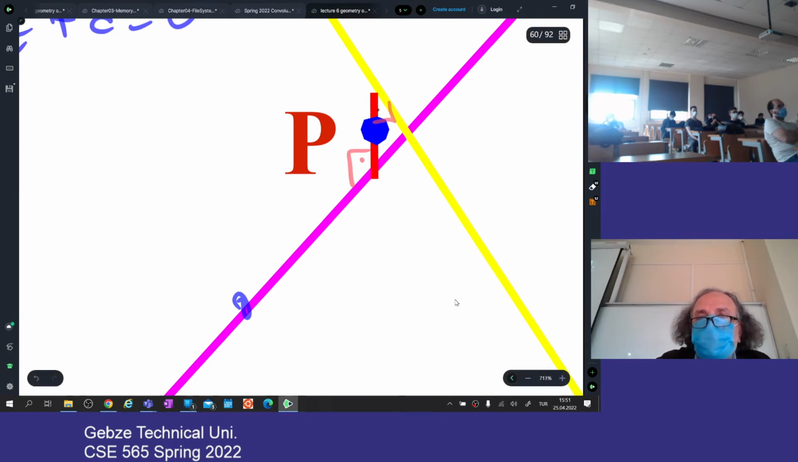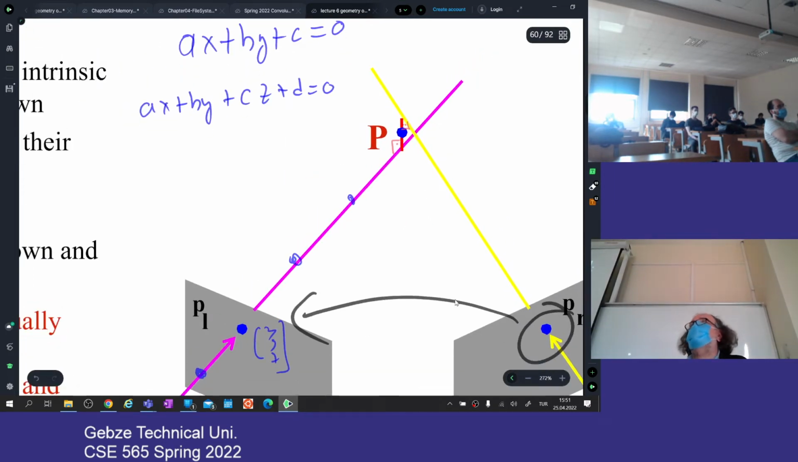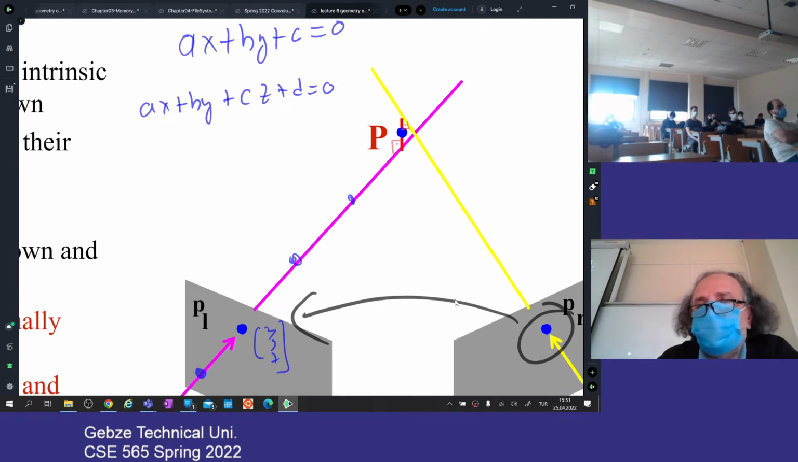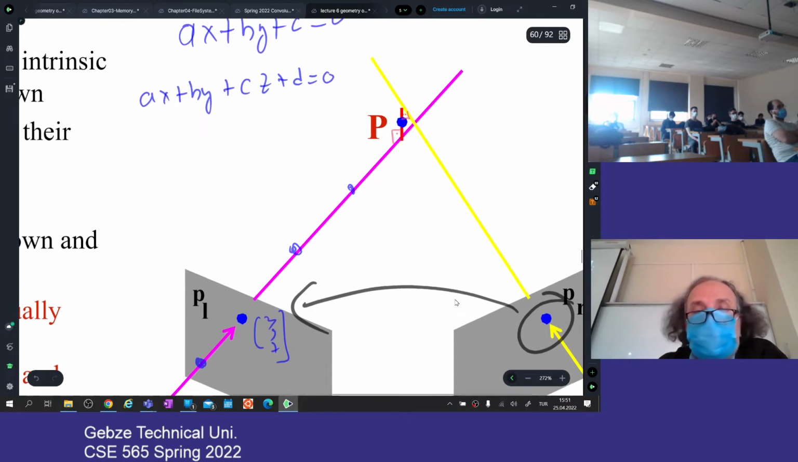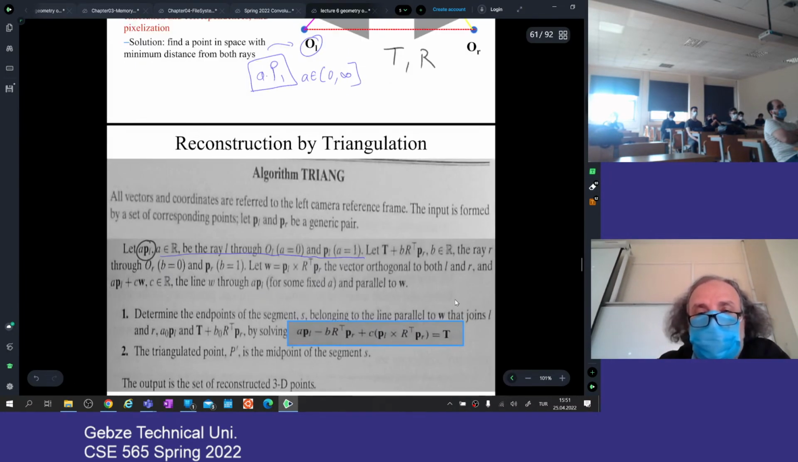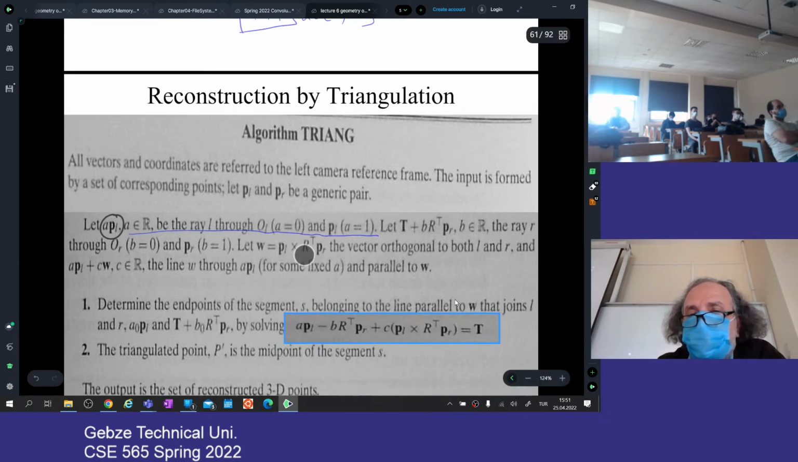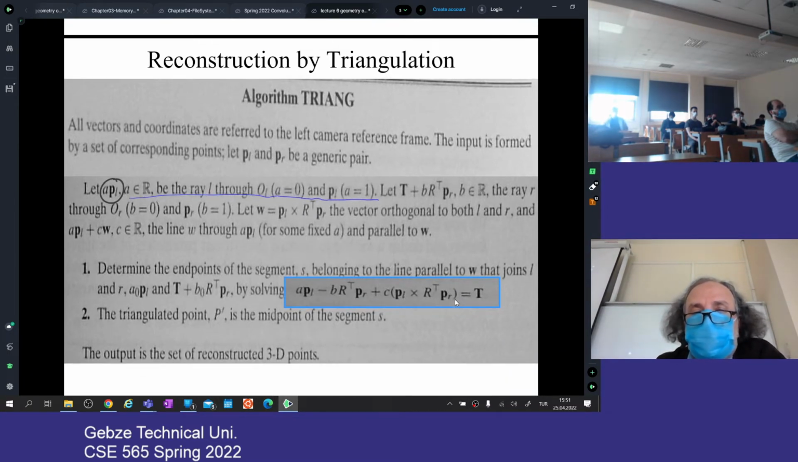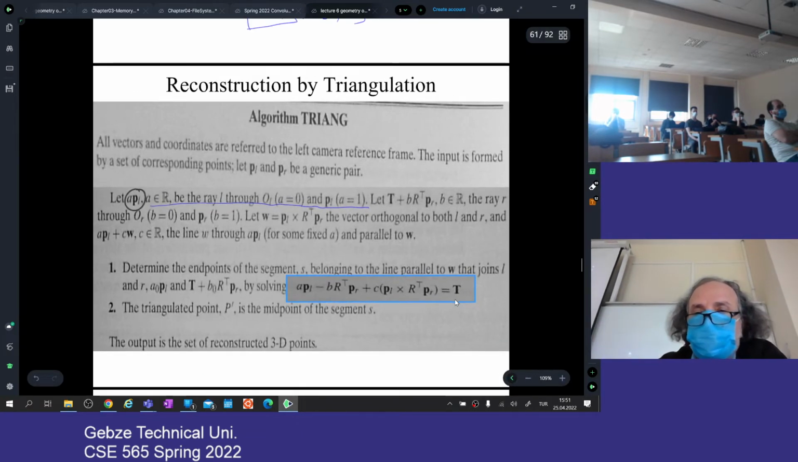So perpendicular to both this red line and the yellow line. What does that mean? If it is perpendicular to both of them, if I cross product these two lines, I can get the direction of it, right? That's what I am doing. If I cross product PL with RTPR, I would get the orientation of W, that small line segment.